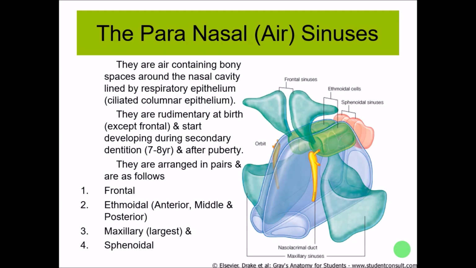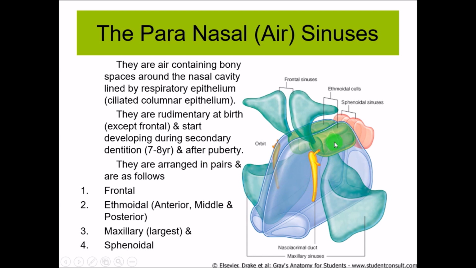They are rudimentary at birth, except the frontal sinus. Then they start developing during the secondary dentition, that is the 7th or 8th year, and they are well developed after puberty. Okay, so only after puberty they are well developed, and usually they are absent at birth except the frontal air sinus.